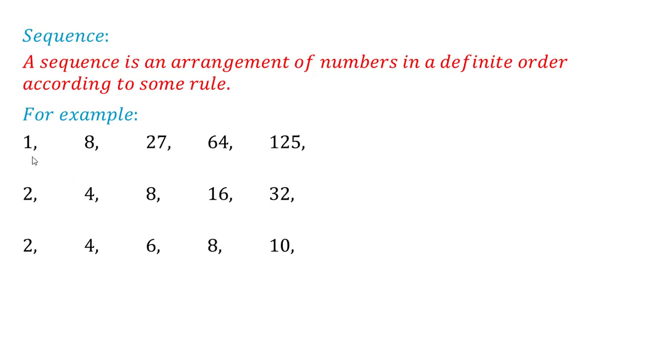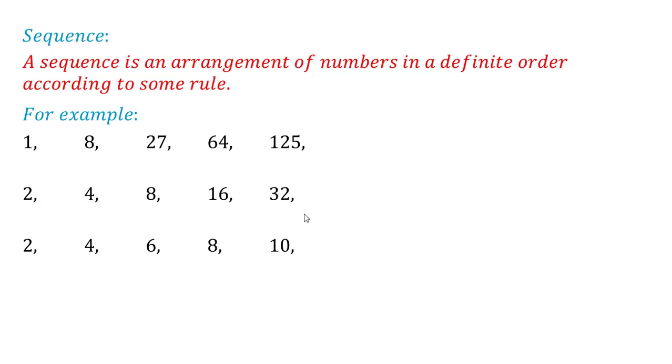Cube of 1 is 1, cube of 2 is 8, cube of 3 is 27, cube of 4 is 64, cube of 5 is 125. So any such kind of arrangement where you can predict the next term is your sequence. So they are present in some order, right? Similarly here 2, 4, 8, 16, 32.